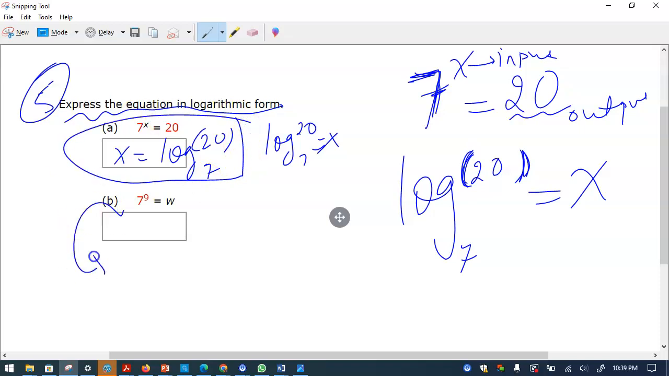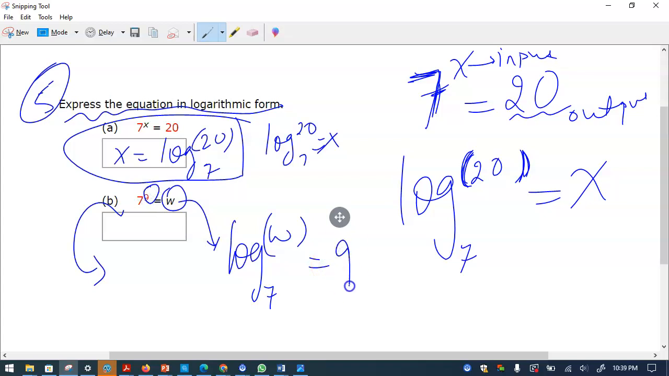Now the second one here, 7 raised to 9. So this one, the base is 7 there. Again, I'll write logarithm of base 7. And the output is W, so it becomes the input of the log. And the 9, which is the input here, becomes the output, and you're done.